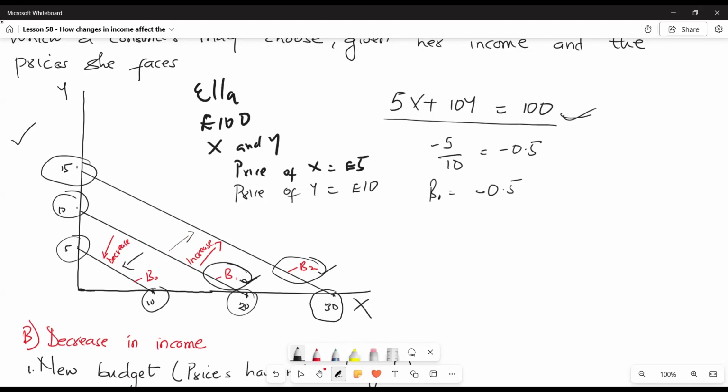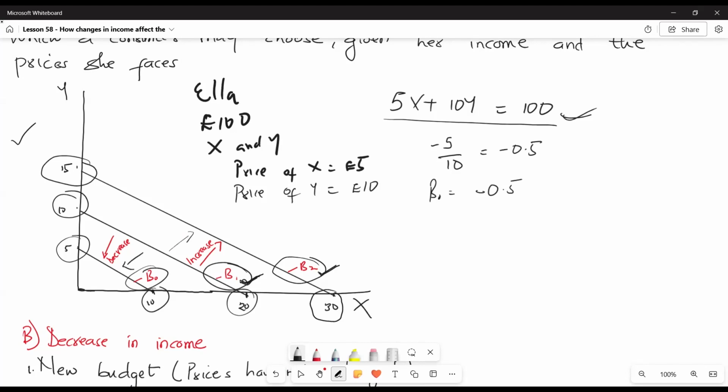We also note here that even though the budget line has shifted, the slope is still the same. So what we have seen today is that when income changes but relative prices do not, a parallel shift in the budget constraint is induced. If income decreases, the budget constraint shifts to the left from B1 to B0. And if income increases, the budget constraint shifts to the right from B1 to B2. But the slope does not change because the relative prices of the goods have not changed.